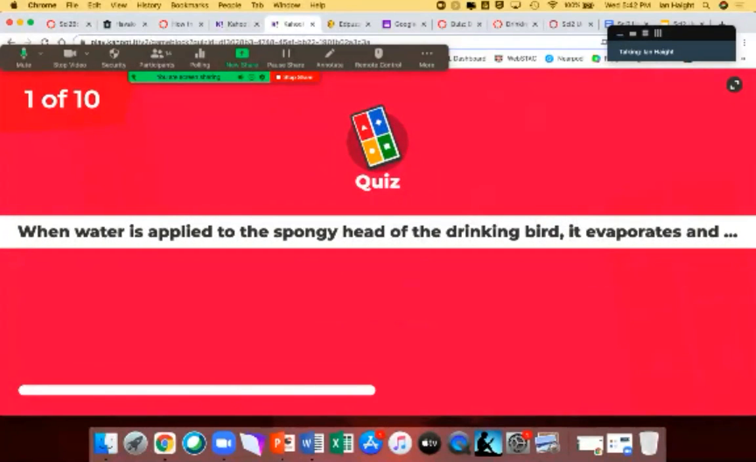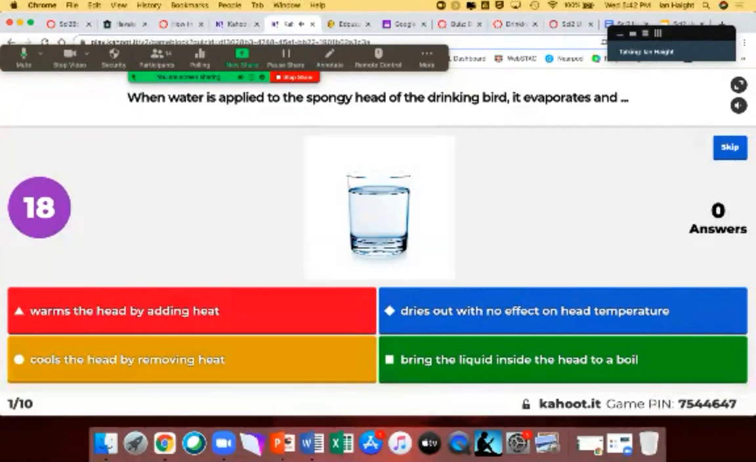When water is applied to the spongy head of the Drinking Bird, it evaporates and does what? What does the evaporation do?